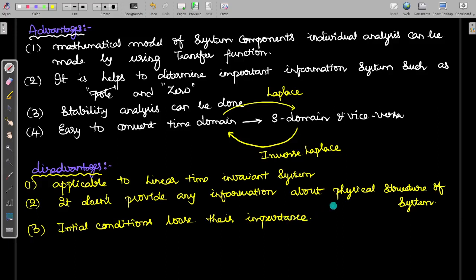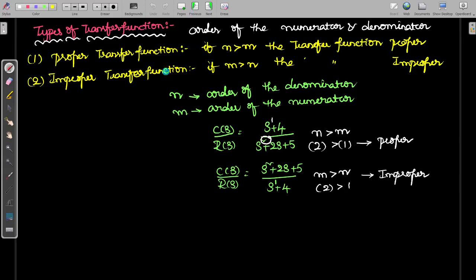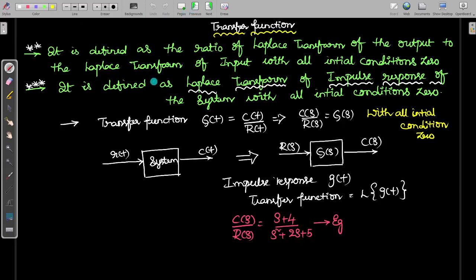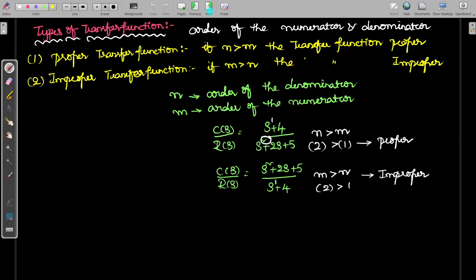That's all in this video. These are the advantages and disadvantages of the transfer function, along with the types of transfer function and the definition of the transfer function.